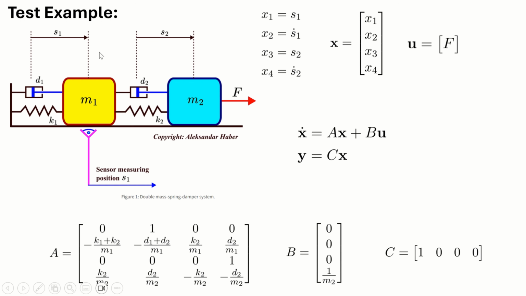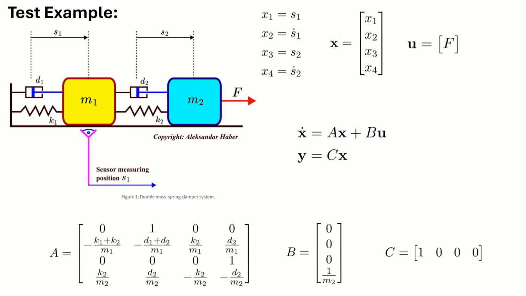S1 is the displacement of the first box from its equilibrium position. S2 is the displacement of the second box with respect to its equilibrium position. F is the control force that acts on the second box. In this particular example, we assume that we have a sensor measuring the position of the first box. That is, we assume that we can measure the position S1. And that's the only output that we can extract from the system.